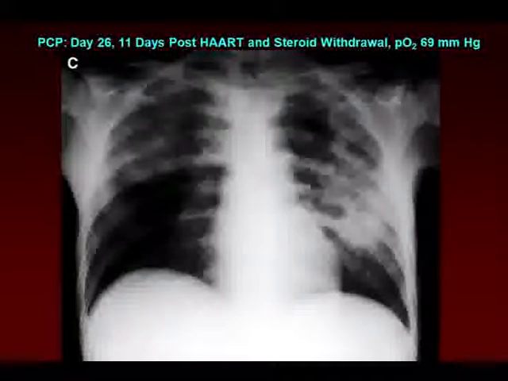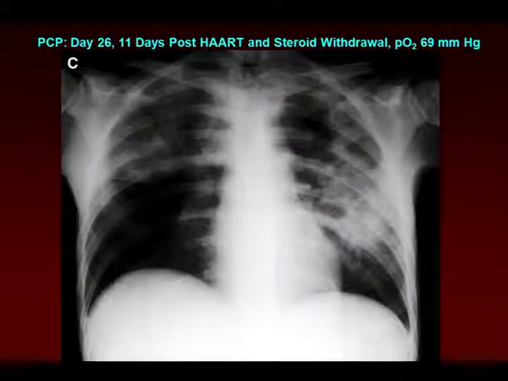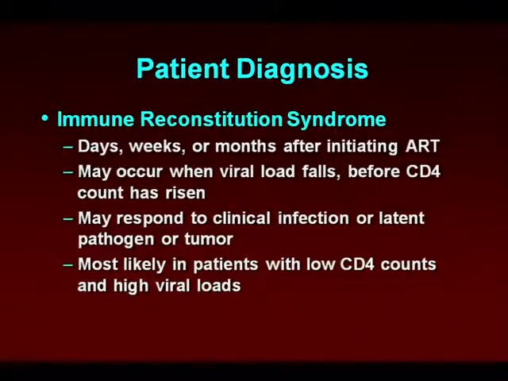So just keep in mind that if somebody has started antiretrovirals in the days or weeks prior and they've had a good response, the syndrome you see has to be worked up for infection and tumor, but it may be an immune reactivation syndrome, or IRIS. So this occurs days, weeks, or months after initiating antiretroviral therapy. It occurs when the viral load falls. You may not see a CD4 count increase. And again, you have to rule out infections. This is really a rule-out diagnosis.